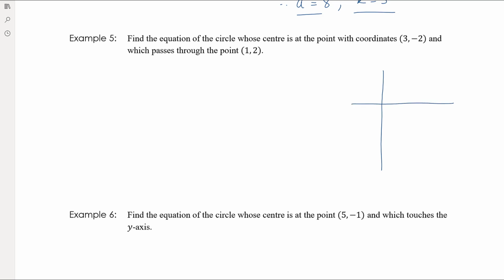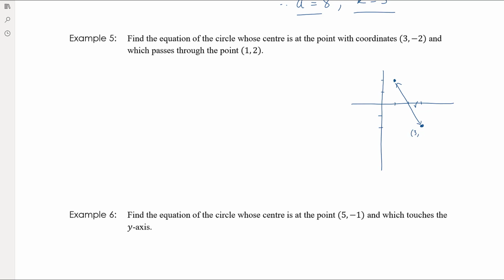Alright, so 1, 2, 3, 1, 2. So 3, -2, there's my centre. And we go through the point 1, 2. So we also go through that point there. So that means that the distance between these 2 points is the radius, okay? Because that's the centre at 3, -2.